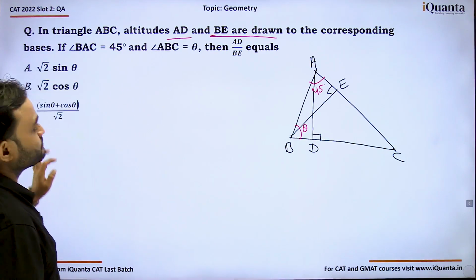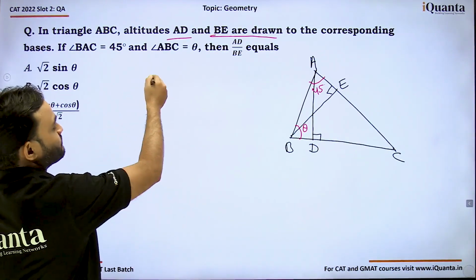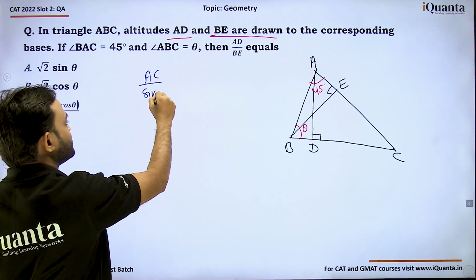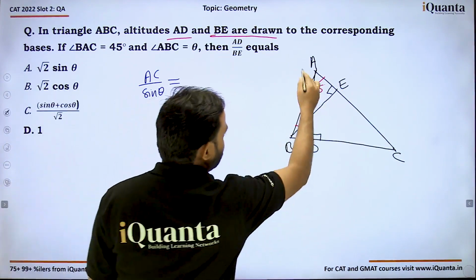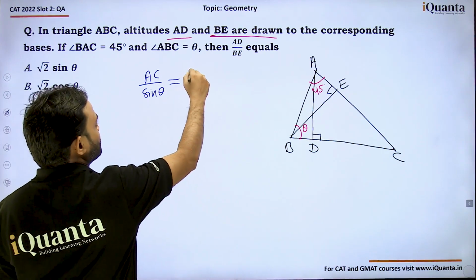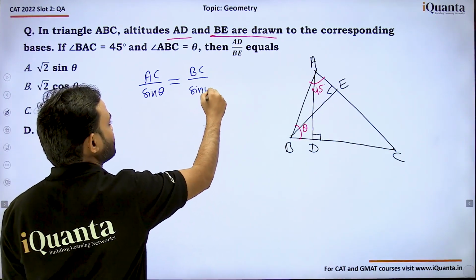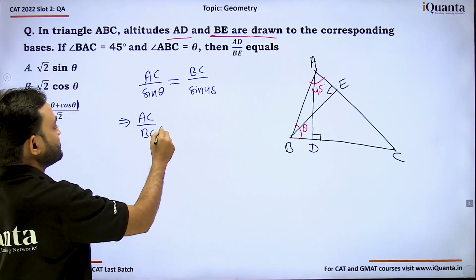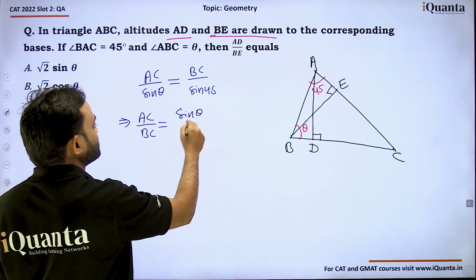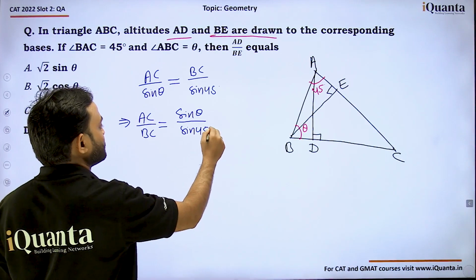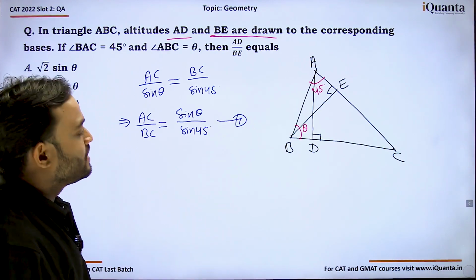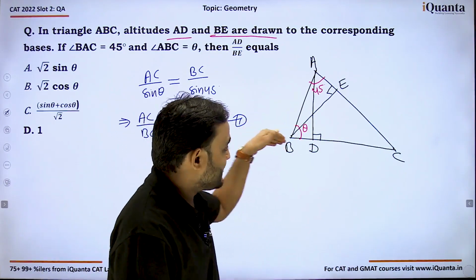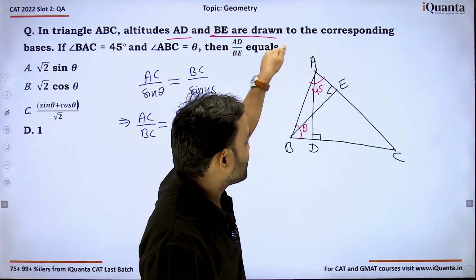Using sine rule, what do we know? We can say AC upon sine theta will be equal to BC upon sine 45 degree, or we can say AC upon BC will be equal to sine theta upon sine 45 degree. Now let's say this is our equation 1. Now we need to find AD upon BE. What is AD? AD is nothing but altitude on BC. BE is nothing but altitude on AC.